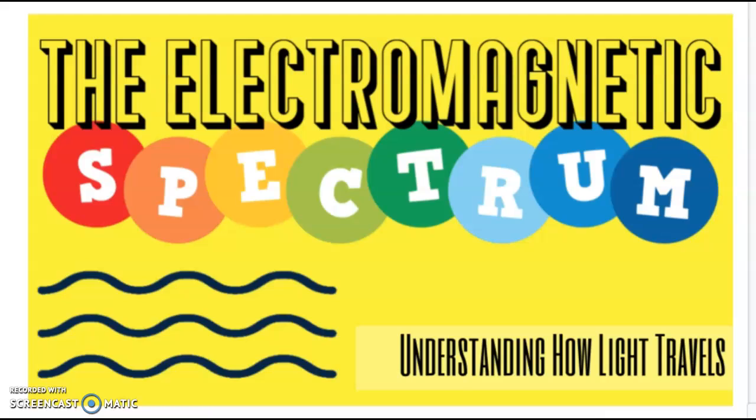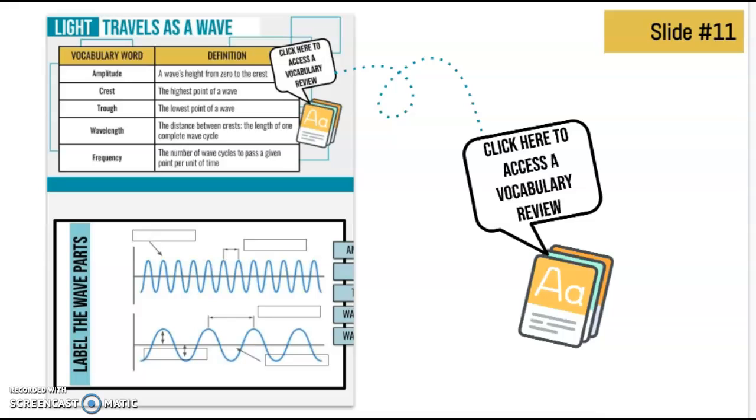Now we want to look at the relationship that exists between the wavelength and frequency of waves in the electromagnetic spectrum. Remember, if you would like to review your vocabulary at any point, just click on the icon in your digital notebook and it will take you out to a Quizlet game where you can review your definitions.